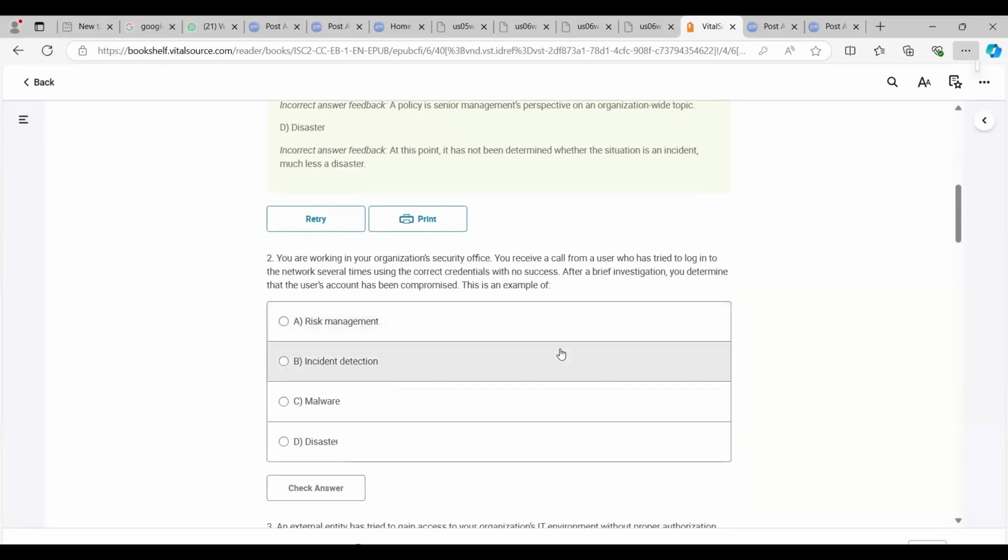So you are working in your organization's security office. You receive a call from a user who has tried to log in to the network several times using the correct credentials with no success. They are not the same thing. After a brief investigation, you determine that the user's account has been compromised. This is an example of what?